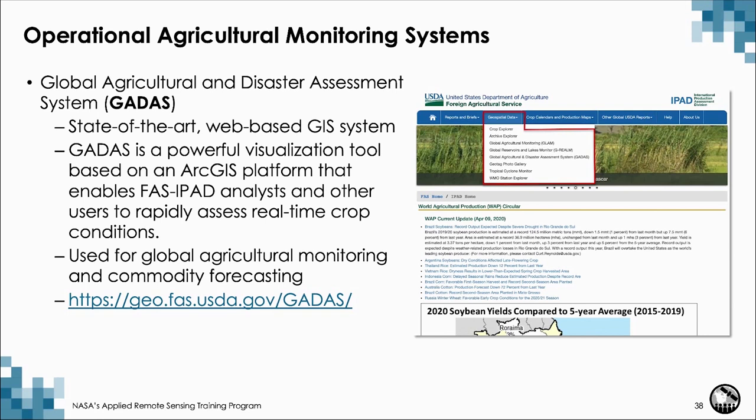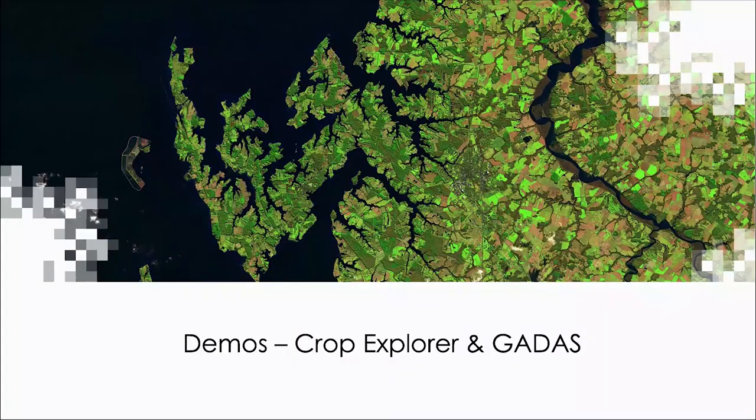In addition, FAS IPAD is partnered with the Pacific Disaster Center in Hawaii to incorporate real-time data streams into GADAS for worldwide monitoring, tracking, and pre- and post-disaster agricultural assessments. GADAS can be used for global agricultural monitoring and commodity forecasting, comparative climatic and satellite-derived vegetation analysis, drought monitoring, and natural disaster assessment analysis. The following demo will show you some of the important features for both FAS Crop Explorer and GADAS.